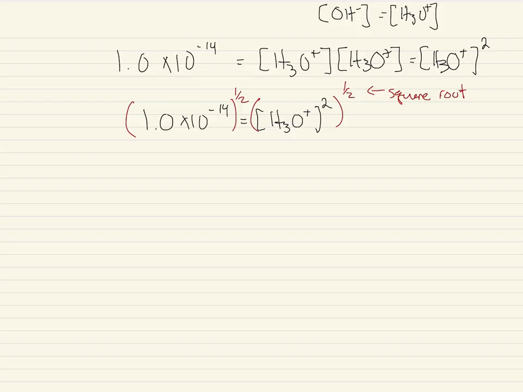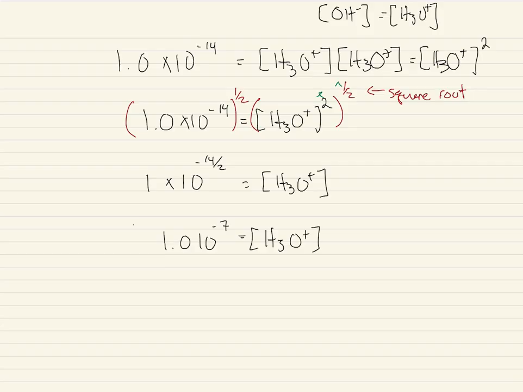So this becomes 1 times 10 to the minus 14 divided by 2, because we multiply exponents together. This gives me H3O plus equals 10 to the power of 14 divided by 2, which is what? Minus 7. Which means that for a neutral solution, the concentration of H3O plus has to equal 1 times 10 to the minus 7.